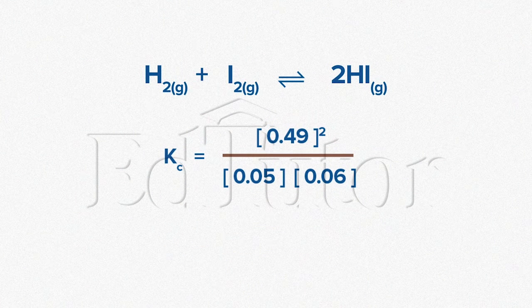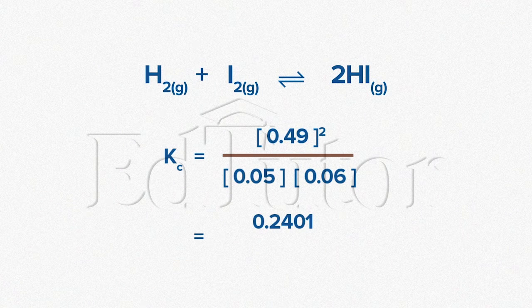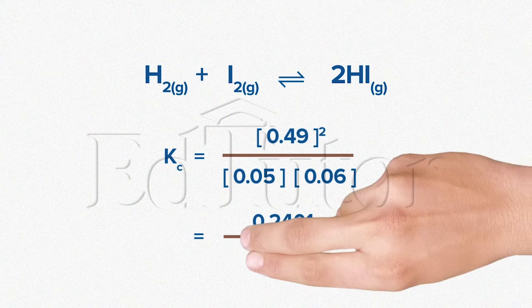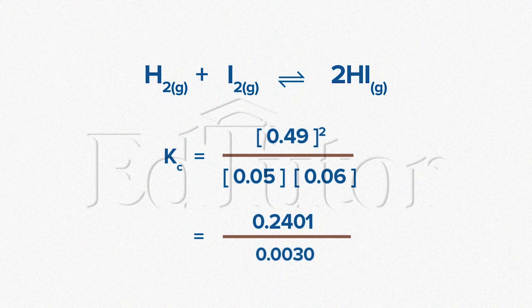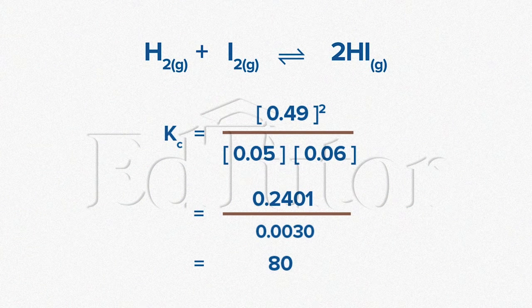So, by inserting the values, Kc is equal to the square of 0.49 divided by the product of 0.05 and 0.06. So, the square of 0.49 is 0.2401. 0.05 multiplied by 0.06 is 0.003. By dividing this, we get the answer 80. Therefore, the equilibrium constant is 80.